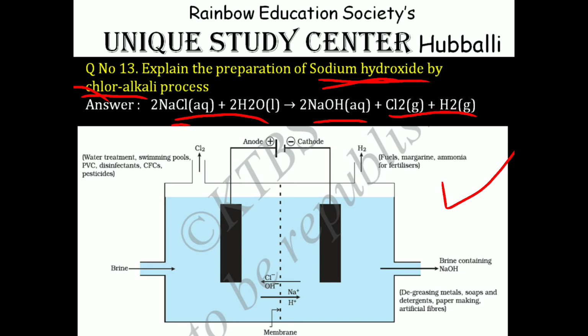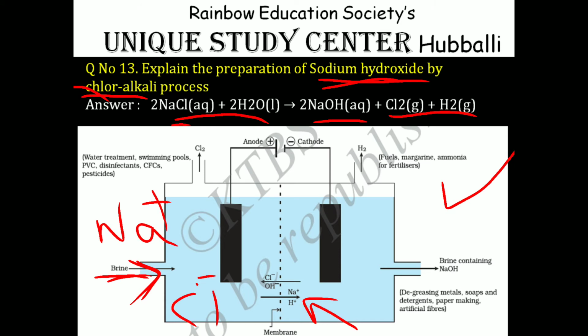Can you see here? Here we are adding the brine. Brine is nothing but a solution containing sodium chloride. The sodium chloride of the brine is passed here, and when it dissolves in water, it splits into Na+ and Cl-. Here is a membrane. A membrane partially allows only the ions to pass, means only sodium ions and chloride ions pass through.